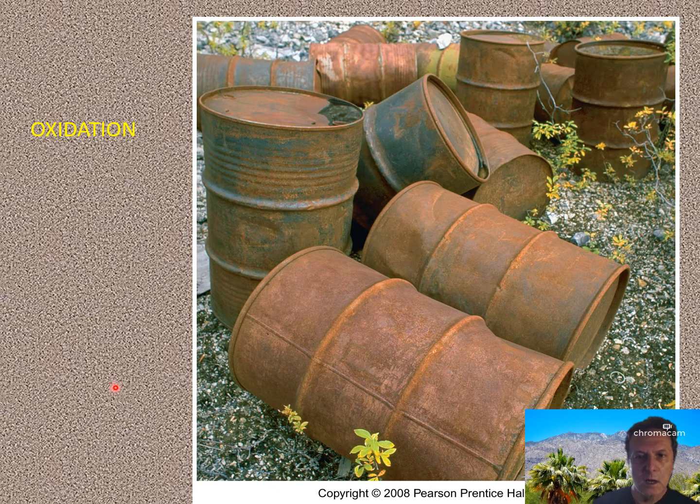Another process of chemical weathering is called oxidation. Oxidation is basically rusting. So you see these barrels made of steel. Steel has iron in it. The iron turns to iron oxide, which is the ingredient of rust. Eventually, many, many years from now, these barrels will become just piles of reddish orange iron oxide.